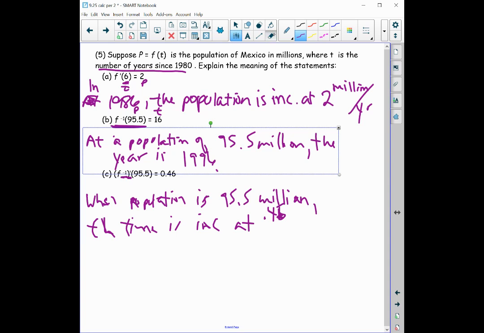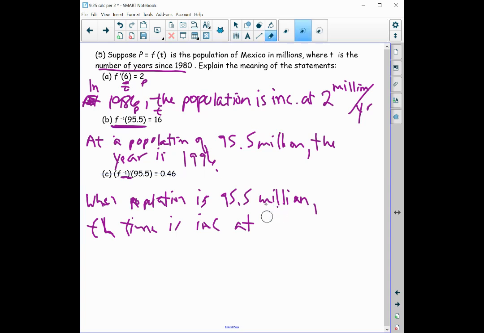All right. I got to erase that. Okay. At 0.46 years per million person. Now, a lot of you want to write million people per years, but this is the inverse. So this is saying every time we increase by 1 million people, the years are increasing by 0.46 of a year. So like, what is that? Like 5 months or so. So every 1 million people that have grown in Mexico, the time has increased by 5 months, if that makes sense. So it's years per million people.